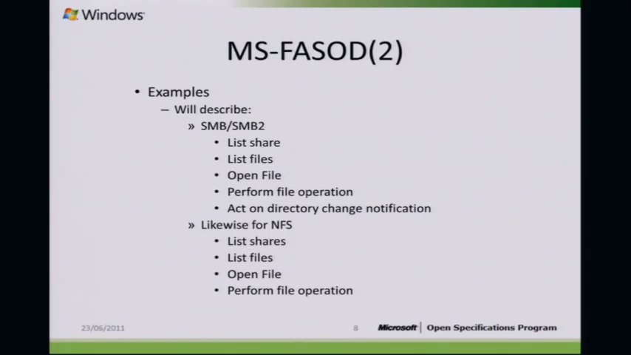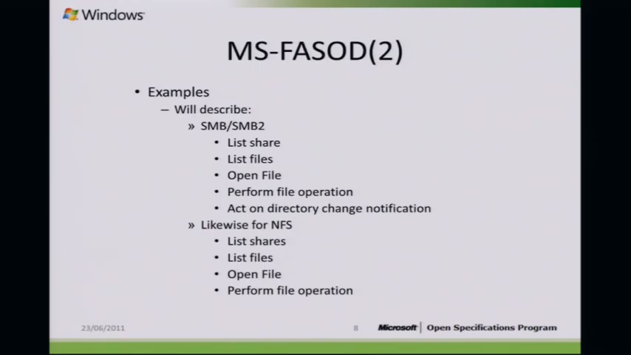We've got a bunch of examples, and that's something we'd really appreciate feedback on. If you have any specific examples of usage, for instance, SMB and NFS combined, anything like that, specific use cases of using the SMB protocols, if there's things you would like us to elaborate more on, we would like to hear about it. Right now, this is basically what we're working on. We're going to do the usual things: listing shares, listing files, opening files, performing file operations, and what happens when there's a directory change notification. We're going to have examples.